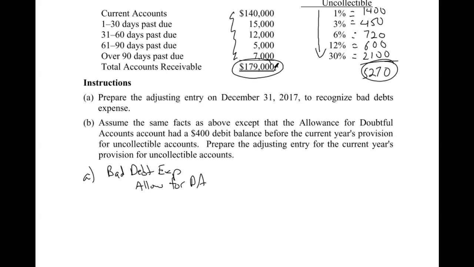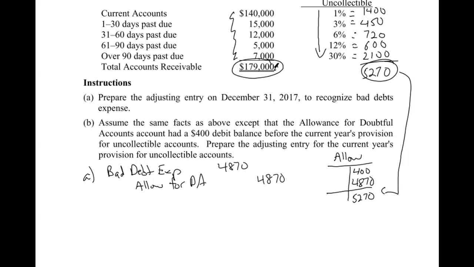Now remember our allowance T account. This problem said we have a $400 credit before this adjusting journal entry. And also remember what we said, this number right here is the ending balance. Remember this allowance is a contra asset, therefore it needs to be a credit balance. Which means my journal entry is 4,870. So I'm going to debit bad debt expense 4,870 and credit the allowance for 4,870. That is that credit right there.